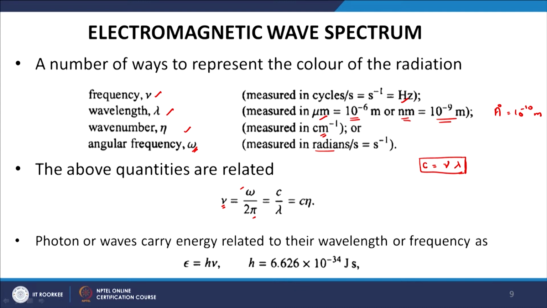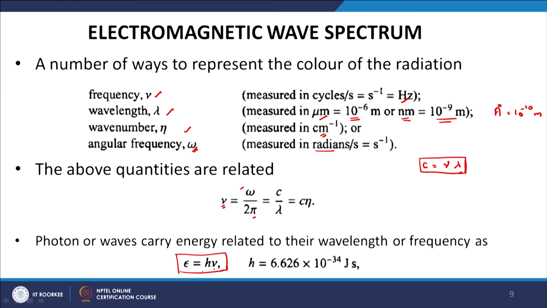Now, the energy of a single photon is given by the frequency nu and h, where h is the Planck constant. So, the energy of a single photon is equal to h nu, where h is the Planck constant, equal to 6.626 times 10 to the power minus 34 joule second, and nu is the frequency. We can also write the energy of the photon as h c by lambda, where we have substituted nu as c by lambda. So, this is again the energy of a single photon in terms of wavelength and speed of light.